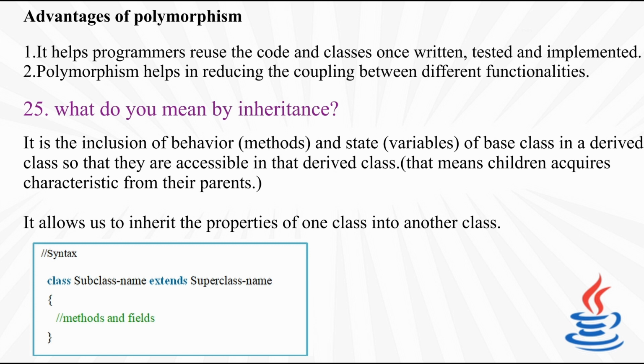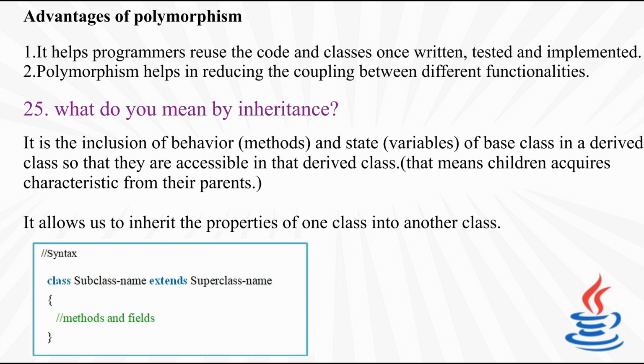Next question is, what do you mean by inheritance? It is the inclusion of behavior, that means methods, and states or variables of a base class in a derived class so that they are accessible in that derived class. That means children acquire properties from their parents. It allows us to inherit the properties of one class into another class.